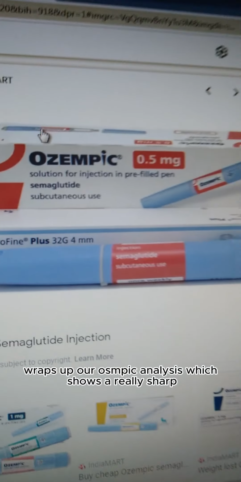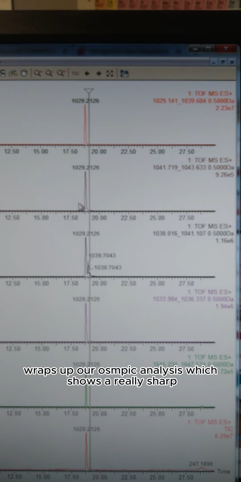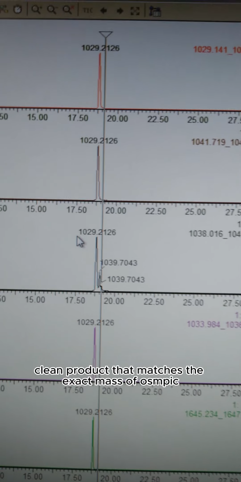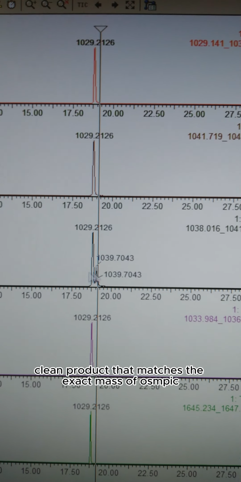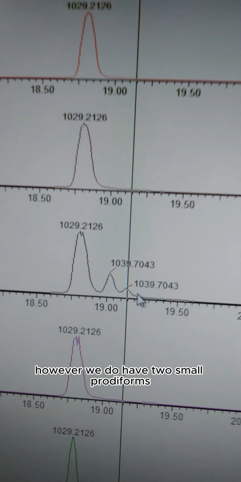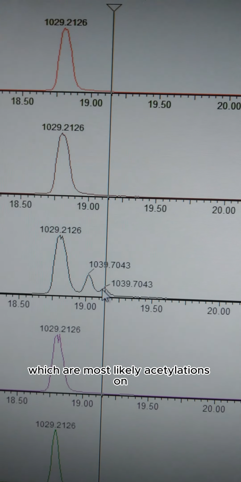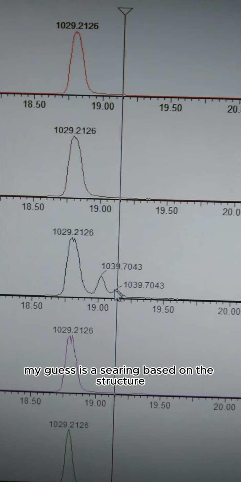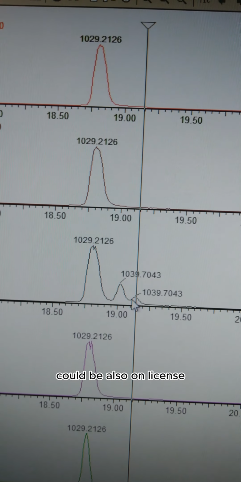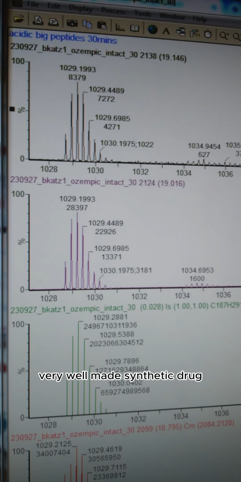That wraps up our Ozempic analysis, which shows a really sharp, clean product that matches the exact mass of Ozempic. However, we do have two small proteoforms, which are most likely acetylations on, my guess is a serine based on the structure, but could also be on lysines. I don't think that probably affects the product at all. Very well-made synthetic drug.